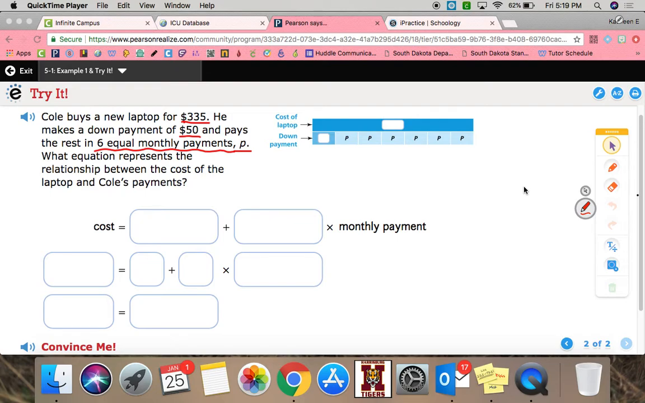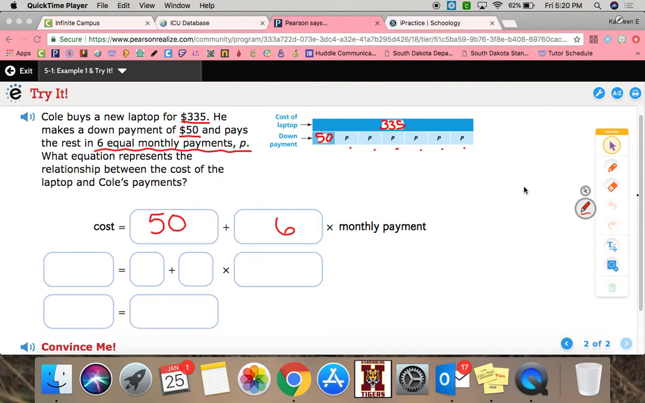So down here, if we look at the next line, it says the cost equals something plus something else times the monthly number of payments. Well, we know he's making 6, so that one's easy. We can put a 6 there. Okay, the cost equals, well, he has those 6 monthly payments and he's making a down payment. Okay, so he already has this 50, and we're going to add his current $50 to whatever he pays 6 times for 6 months. Okay, if we want to look at this bar graph up here, it would be 335, 50, and then 1, 2, 3, 4, 5, 6 P's.